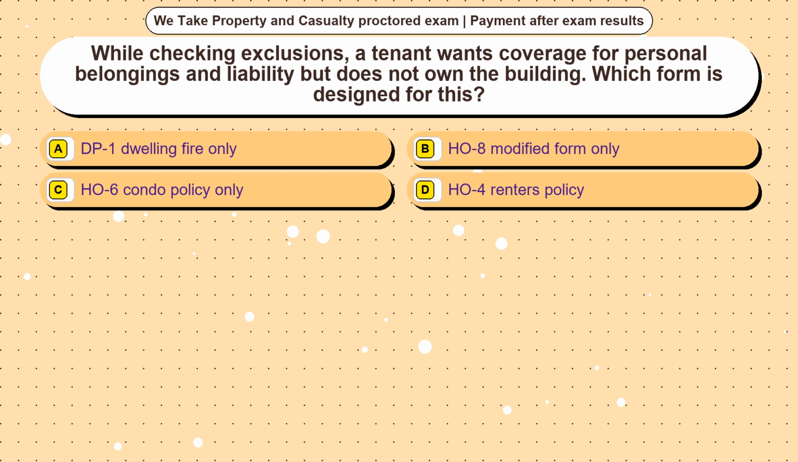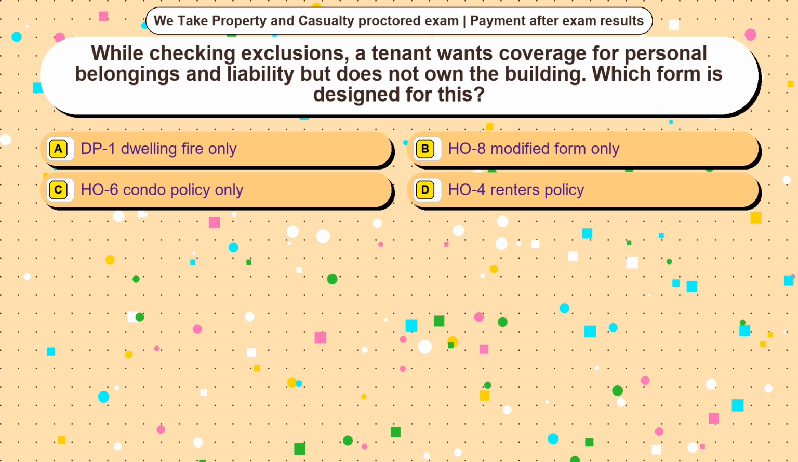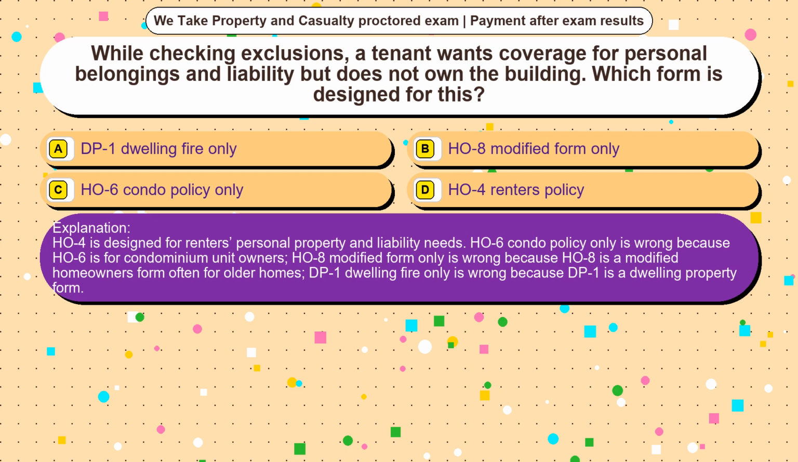Option B, HO8 modified form only. Option C, HO6 condo policy only. Option D, HO4 renters policy. The correct answer is option HO4. HO4 is designed for renters' personal property and liability needs.